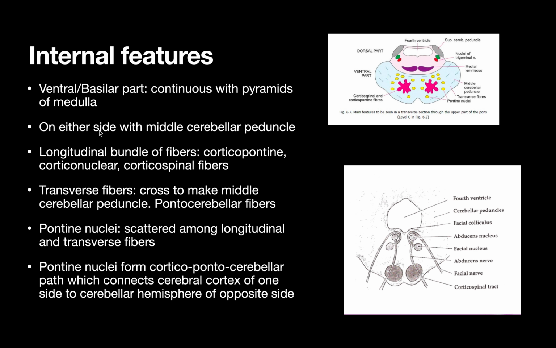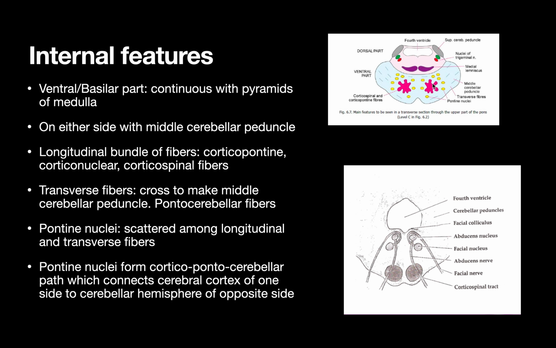Inside, the ventral or basilar part is going to be continuous with the pyramids of the medulla. We'll talk about the clinical correlations that are going to be really, really important due to that. So this is above the decussation. And on either side is going to be the middle cerebellar peduncle. Then the longitudinal bundle of fibers are going to be your corticopontine, corticonuclear, and corticospinal fibers. They're going to be bilateral.